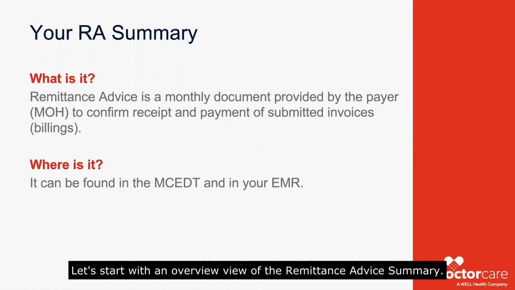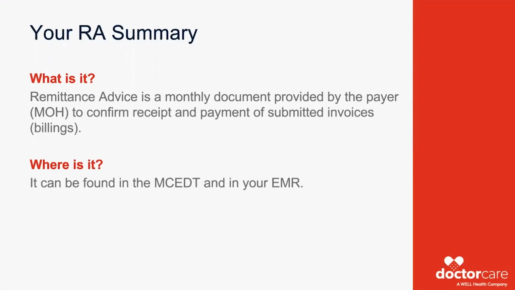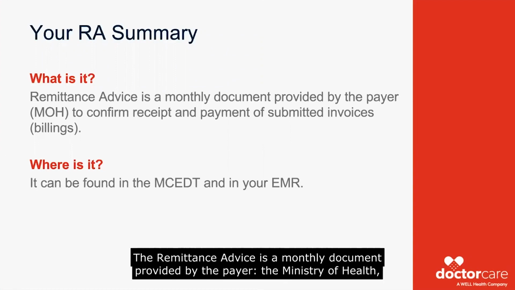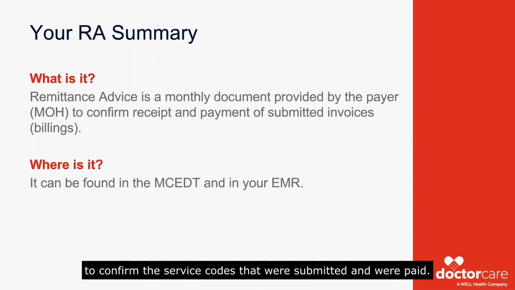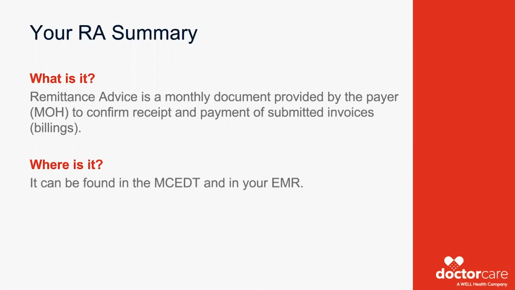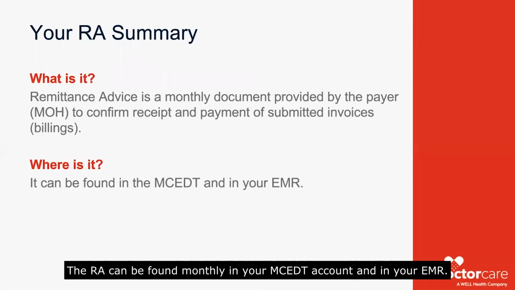Let's start with an overview of the remittance advice summary. So what is it? The remittance advice is a monthly document provided by the payer, the Ministry of Health, to confirm the service codes that were submitted and were paid. Where is it? The RA can be found monthly in your MC-EDT account and in your EMR. Your RA summary shows you the activity from the last month, as well as year-to-date performance in many key areas that we'll discuss.